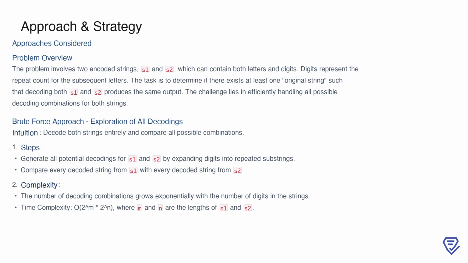A brute force approach to solve this problem would involve expanding both strings fully, generating all possible decodings, and then comparing each pair of decoded strings. While this approach is conceptually straightforward, the exponential growth in combinations arising from the presence of digits makes it computationally infeasible for large inputs. Specifically, the time complexity is on the order of 2^m * 2^n, where m and n are the lengths of S1 and S2. This makes it clear that a more optimized approach is necessary for longer strings.